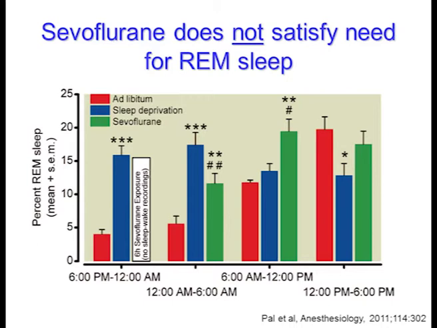Now what happened with the sevoflurane group? When they came out, they also had REM rebound, and that REM rebound continued into the next time epoch. So like the isoflurane, the animals came out, they knew they had 12 hours of REM sleep to make up, and then they made it up.